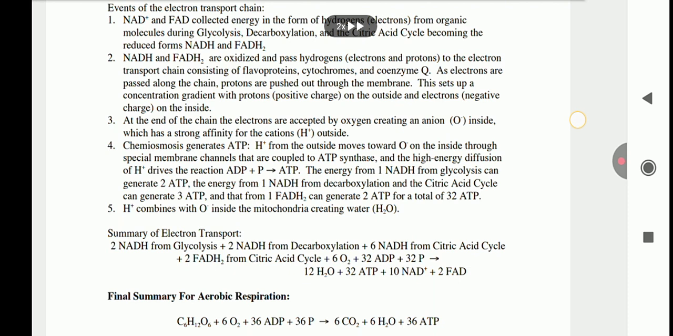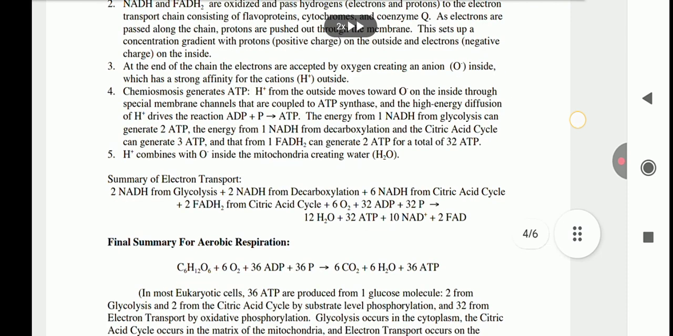Now, the final summary for aerobic respiration: C6H12O6 plus 6O2 plus 36 ADP plus 36 P yields 6CO2 plus 6H2O plus 36 ATP.